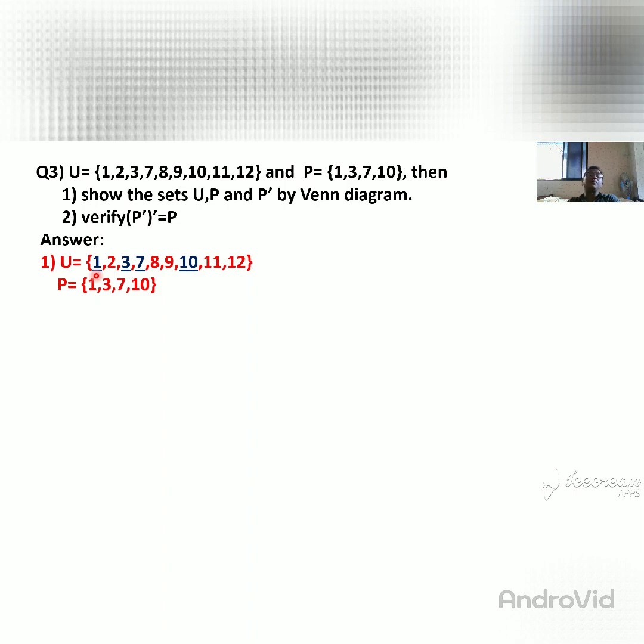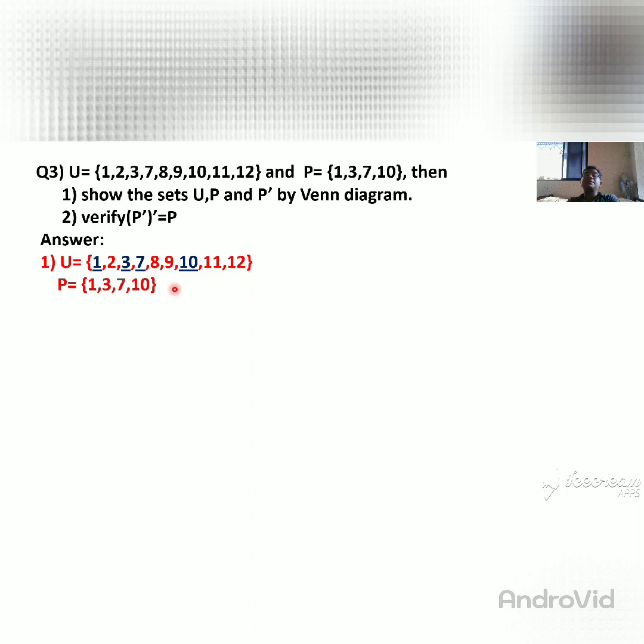That can be shown by a different color here, blue. Then P has 3, and the universal set also has 3, so that is cancelled. In the P set there is 7, in the universal set there is also 7, so 7 is cancelled. In the P set there is 10, in the universal set there is 10, so they are cancelled. So you observe that 1, 3, 7 and 10 are shown in blue. The reason is that they are the elements of P, so they are cancelled.